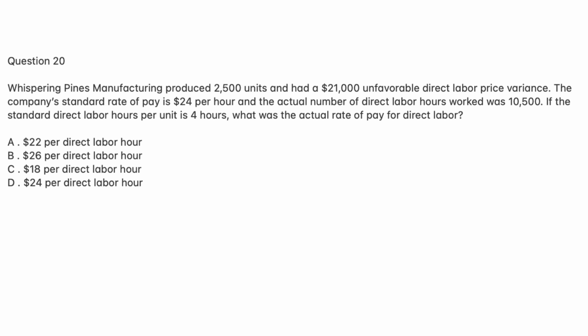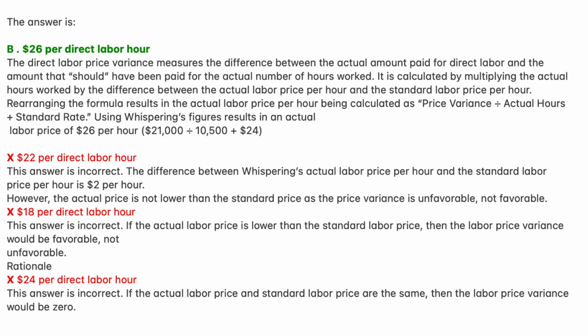B. $26 per direct labor hour. C. $18 per direct labor hour. D. $24 per direct labor hour. The answer is B. $26 per direct labor hour.